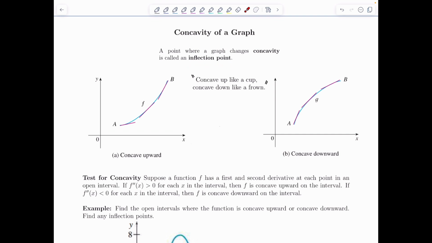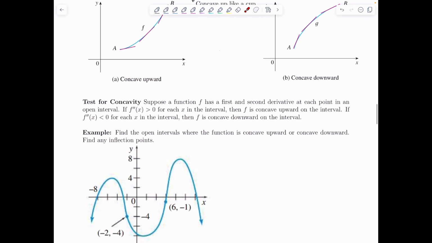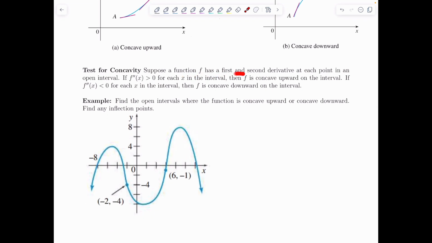So why are we talking about concavity? Well, we just learned how to take higher order derivatives, and the second derivative can give us information about the concavity of a graph. So suppose a function f has a first and second derivative at each point in an open interval. If the second derivative f double prime of x is positive, it's greater than 0, for each x in the interval, then f is concave upward. If f double prime of x is negative, less than 0, then f is concave downward on that interval. So when we look at the sign of the second derivative, it'll tell us whether or not the graph is concave up or concave down on that interval.